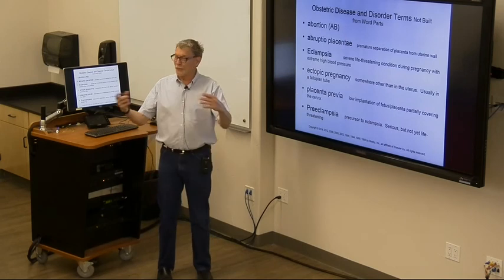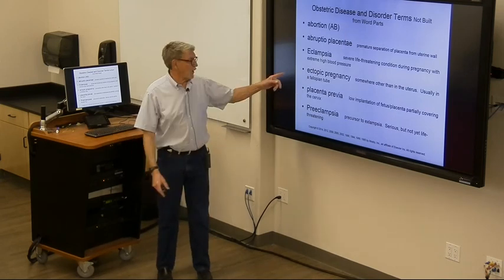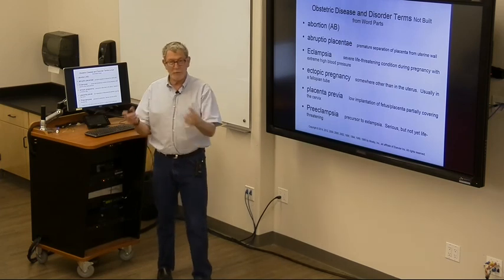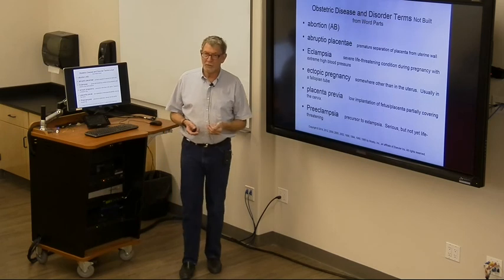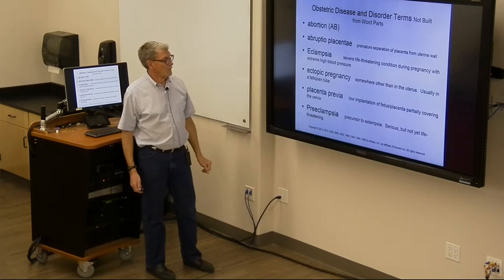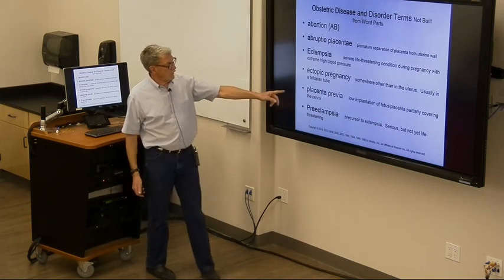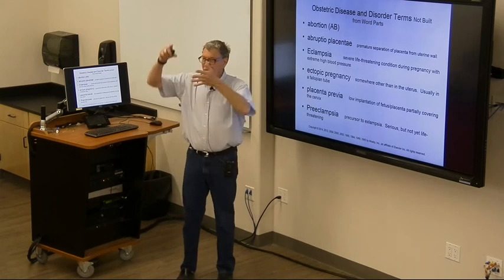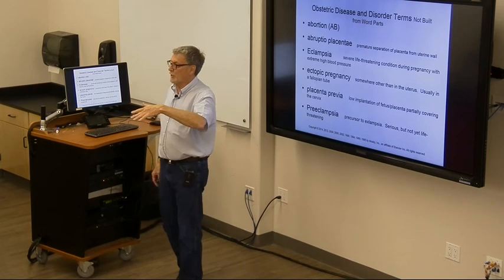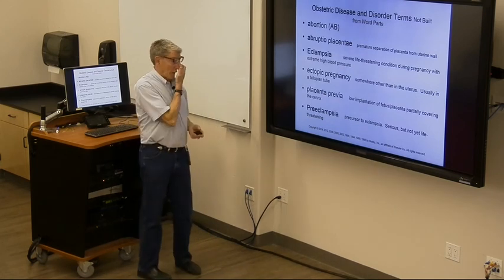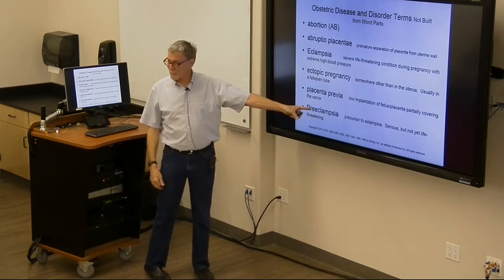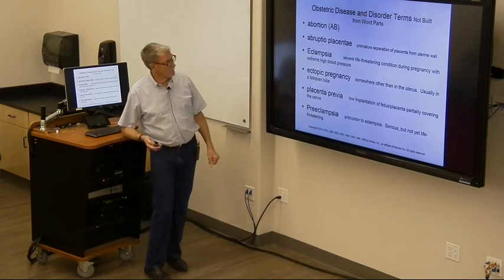Ectopic always means outside the normal area. An ectopic pregnancy means the child implanted and started growing somewhere other than the uterus, usually out in the fallopian tube. Placenta Previa, the placenta grows down and actually covers the exit hole from the uterus. Placenta prevents anything from getting out. Previa.